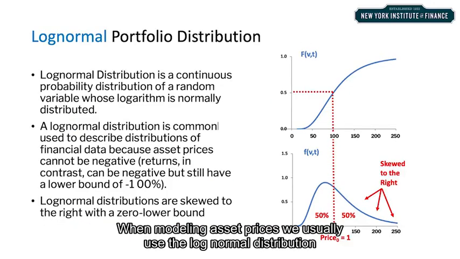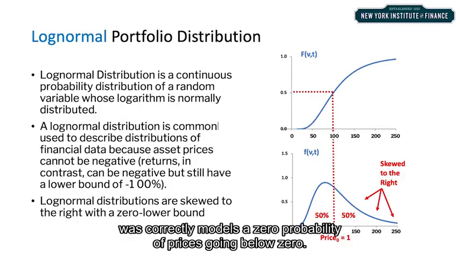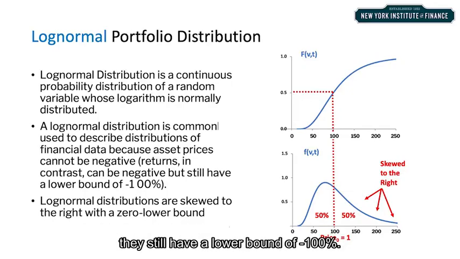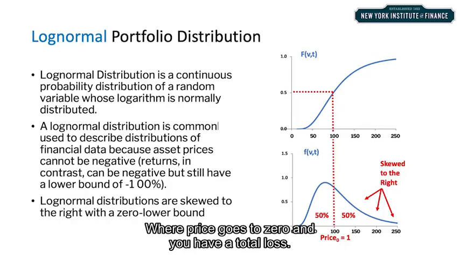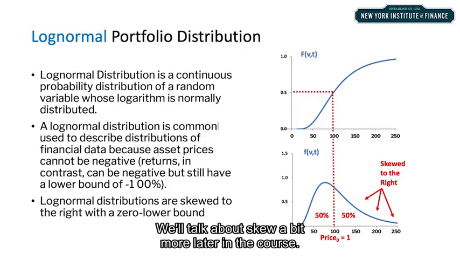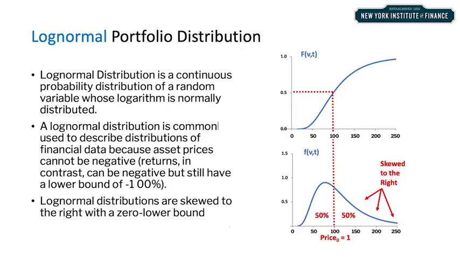When modeling asset prices, we usually use a log normal distribution, which correctly models a zero probability of prices going below zero. If you are modeling asset returns, these can be negative, but they still have a lower bound of minus 100%, where price goes to zero and you have a total loss. A log normal price distribution is skewed to the right and has a zero lower bound. We'll talk about skew a bit more later in the course.